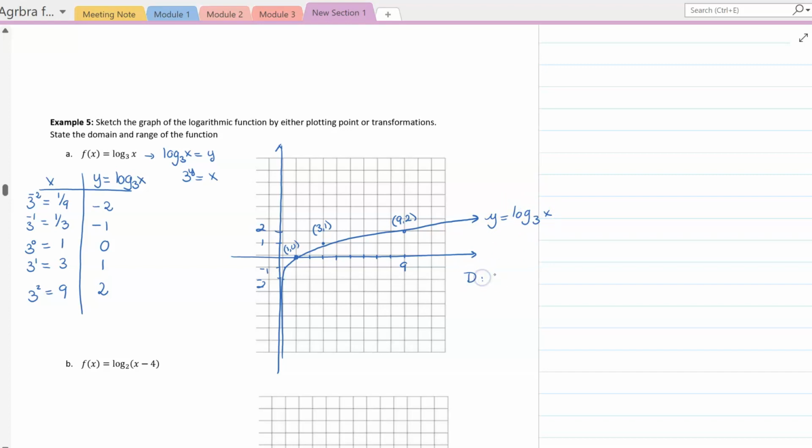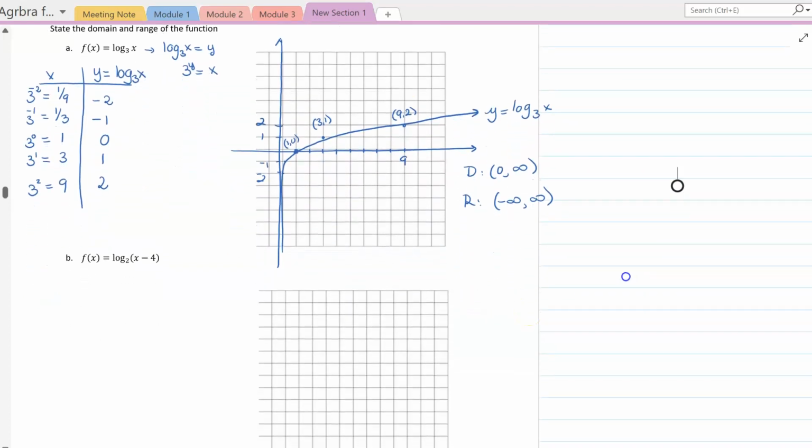The domain here is from 0 to infinity. The range here is from negative infinity to infinity. So note that here we have the vertical asymptote at x equal to 0.